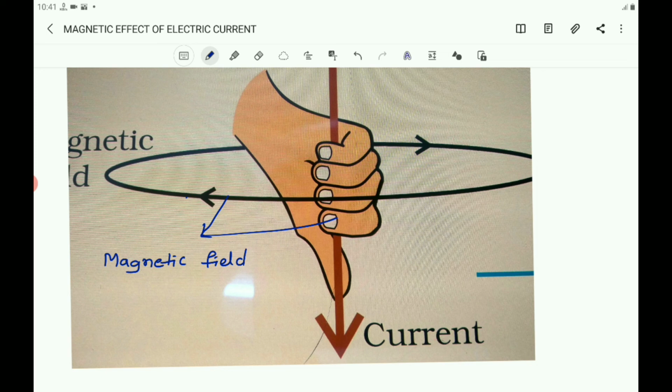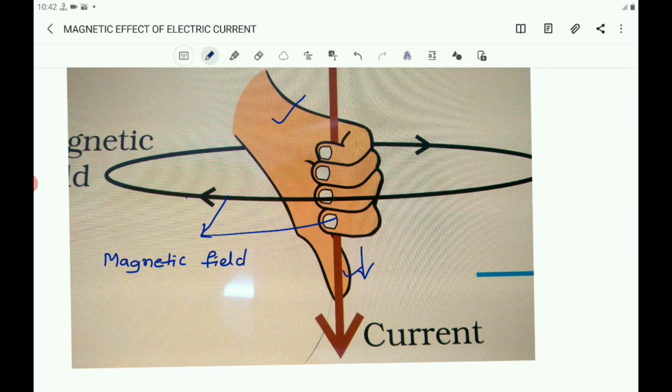Imagine that you are holding a current carrying straight conductor in your right hand such that the thumb is pointing towards the direction of the current. Then your fingers will wrap around the conductor in the direction of the field lines of the magnetic field. See the figure here. Your hand is holding a current carrying straight conductor in your right hand.